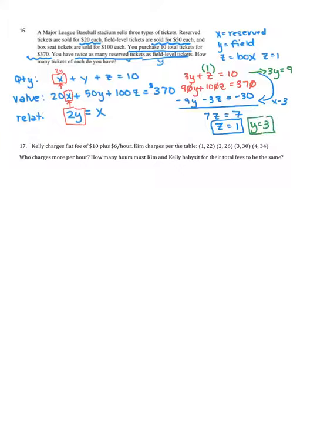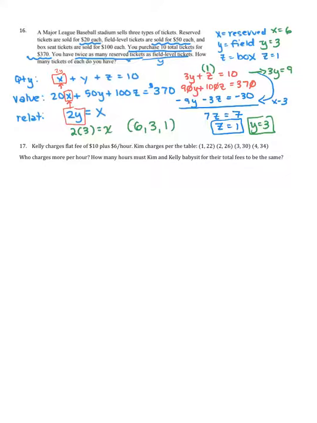So we have 3 reserved, or sorry, field level. 3 is the field level. So 3 of those. And then probably the easiest, I'm going to go back here. So I have 3 of these, which means that I have 6 reserved. So if you had to write it as an ordered pair, it would look like this, or you could write it out that you have 6 reserved, 3 field tickets, and 1 box ticket.